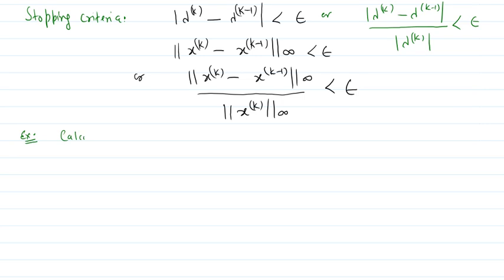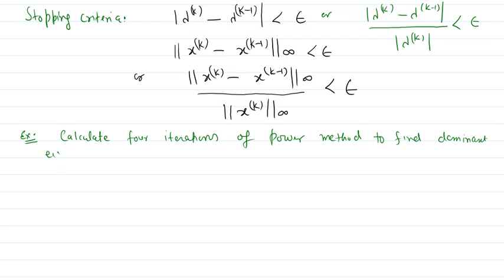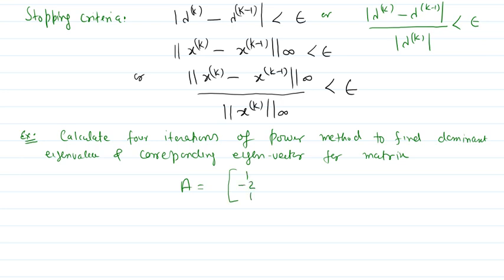Let us fix the iterations. So calculate 4 iterations of the power method to find the dominant eigenvalue and the corresponding eigenvector, which we also call the dominant eigenvector, for the matrix A, which is 3 cross 3: 1 minus 2 1, 2 1 3, 0 2 1.